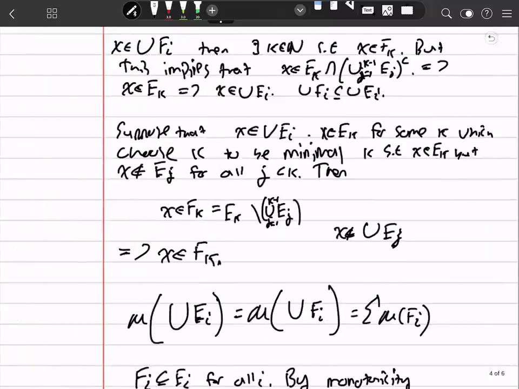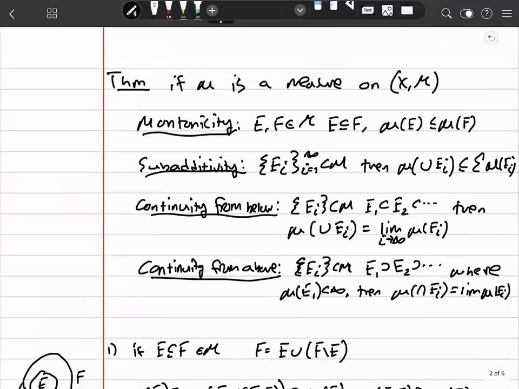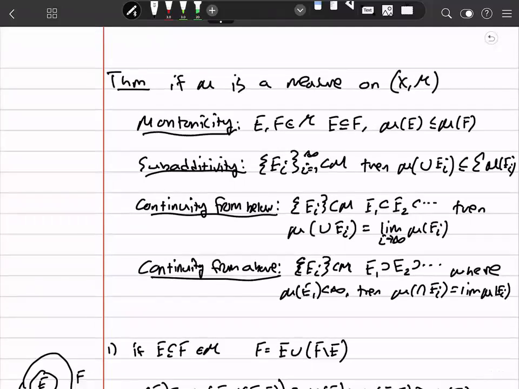So in conclusion, we have proven all of these nice properties that our measure should satisfy. So if we have a measure, we have this monotonicity property, where the measure respects subsets. We have the subadditivity. That's just a general statement about sequences of sets. They don't have to be disjoint. So for any sequence of sets, the measure of the union is less than or equal to the sum of the individual measures of each piece of the union.